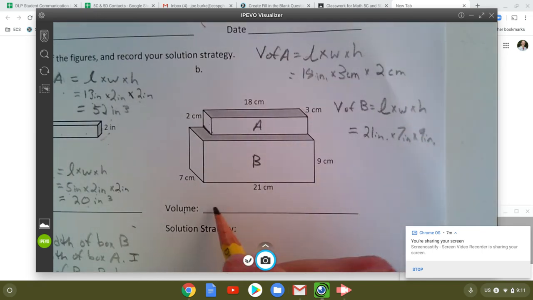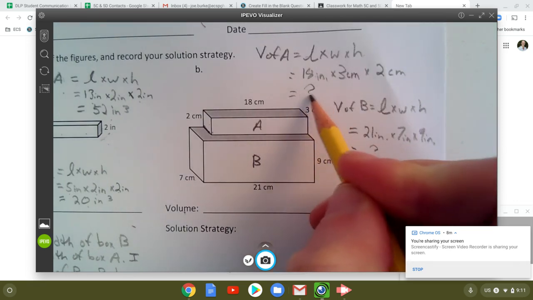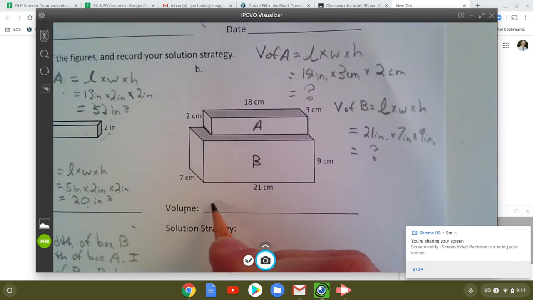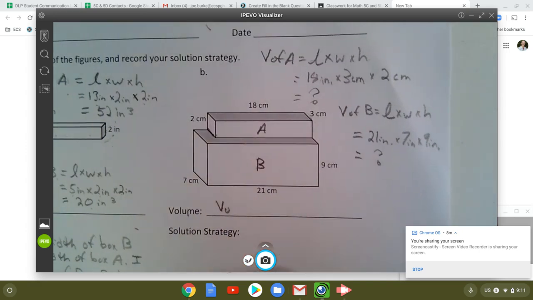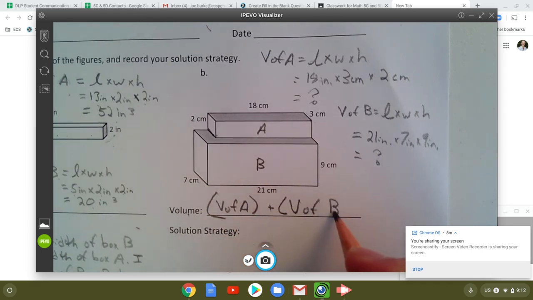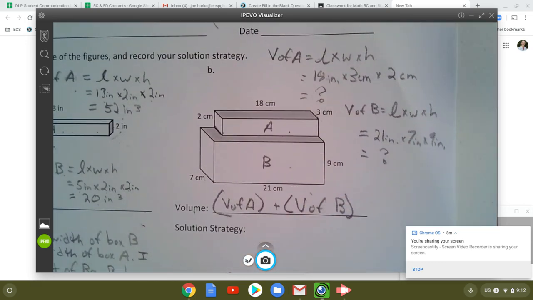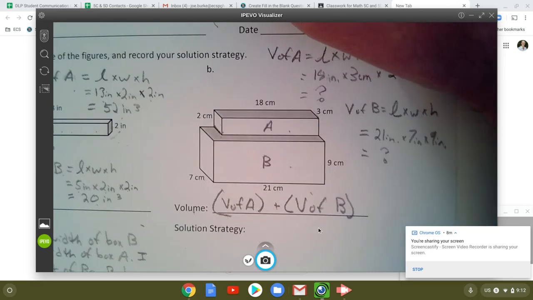And so I would find the actual volume there, find the volume there, and add them, say V of A plus V of B. Right, volume A plus volume B is going to give me the whole thing. And that's what you're after. That's how this works.